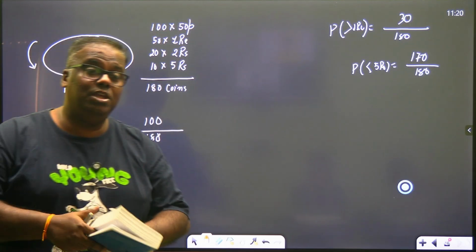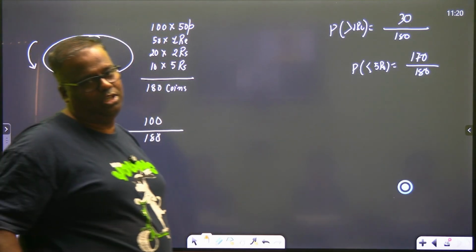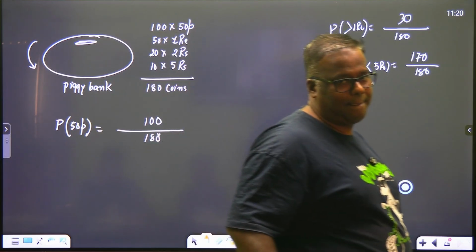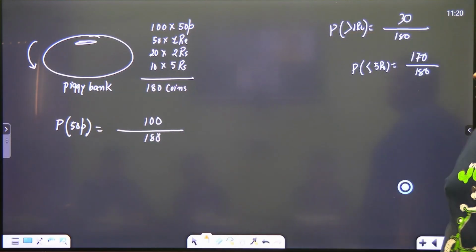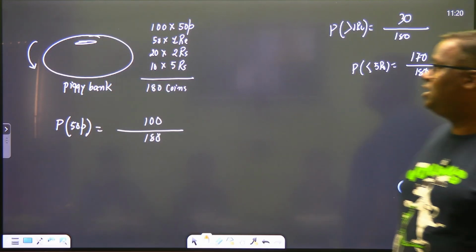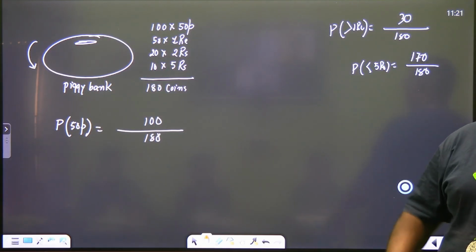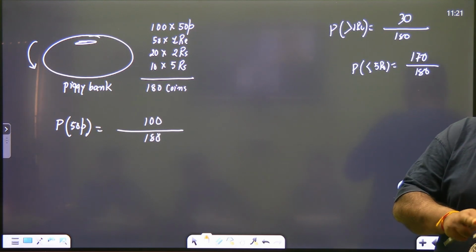a 1 rupee or a 2 rupee coin. Whether I get a 1 rupee or a 2 rupee coin, I win. Out of 180, 70 coins favor my quest of getting either a 1 rupee or a 2 rupee coin. Very good. Right. Next question.